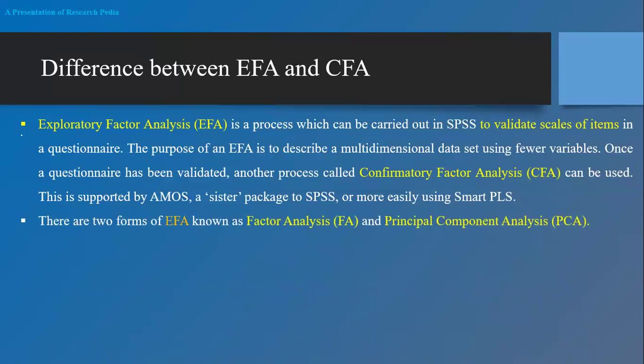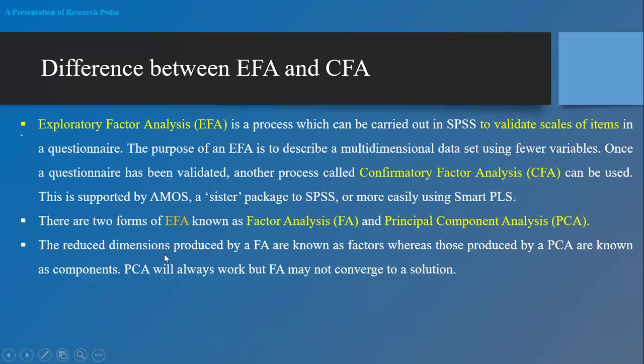There are two forms of EFA known as factor analysis and principal component analysis. These are the two categories of EFA. The reduced dimensions produced by factor analysis are known as factors, whereas those produced by PCA are known as components. So in case of PCA, you are going to produce components, and in case of FA, you are going to produce factors. These are the two concepts which are being discussed in EFA. PCA will always work, but FA may not converge to a solution.